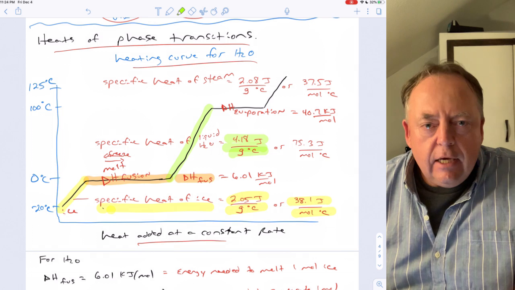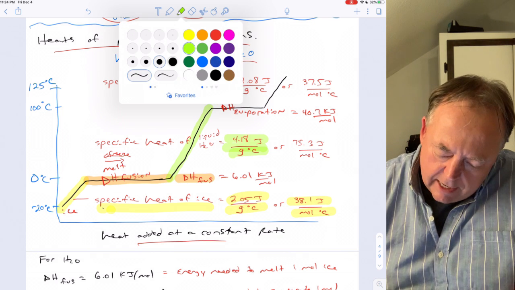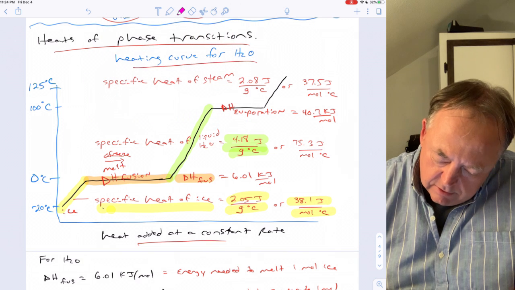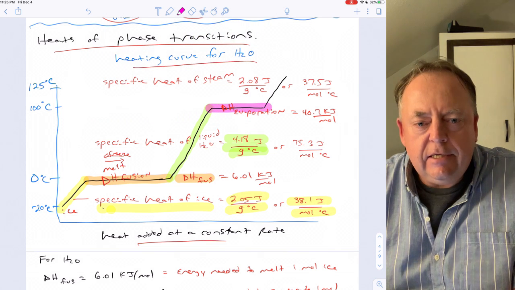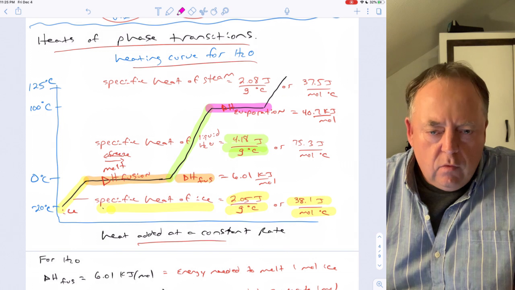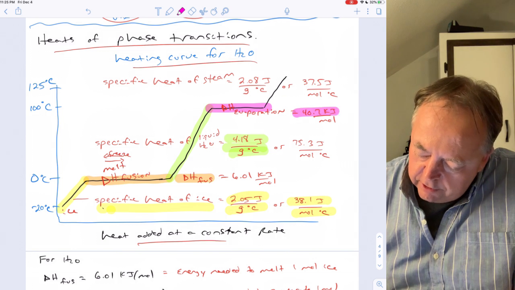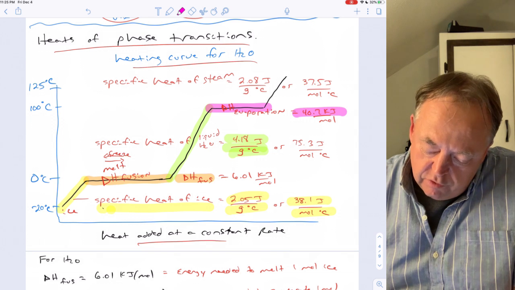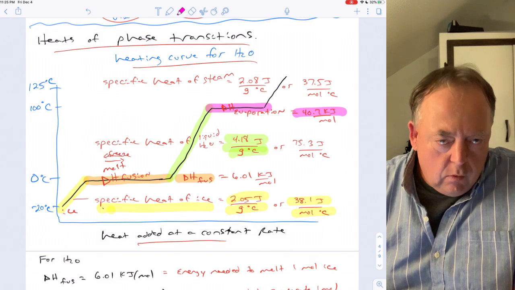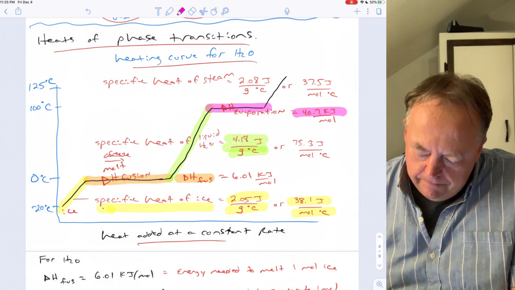And then at 100 degrees Celsius, what starts to happen? So that's the boiling point of water, right? So now at this stage, the water is turning into steam. So you're evaporating the water, and that has its own heat associated with this. So you need 40.7 kilojoules of energy to evaporate 1 mole of water from liquid water to steam.